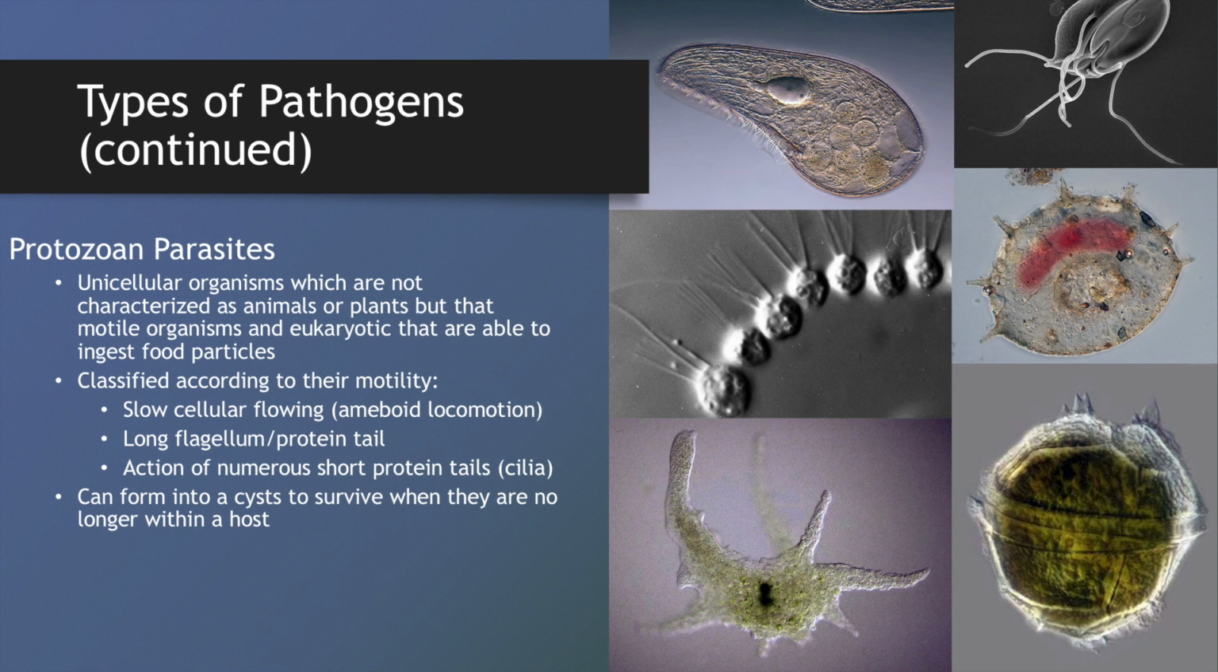Protozoan parasites are unicellular organisms which are not characterized as animals or plants, but are motile and eukaryotic, and are able to ingest food particles. They are classified according to their motility: slow cellular flowing, long flagellum protein tail, action of numerous short protein tails, and they can form into a cyst to survive when they are no longer within a host.